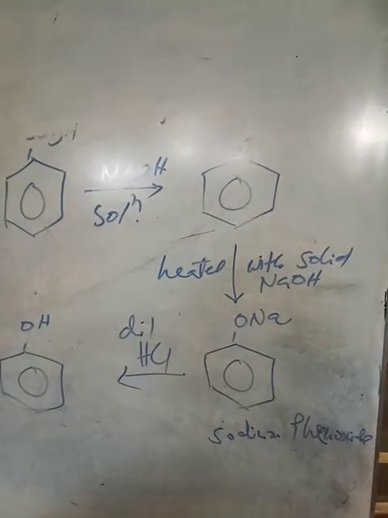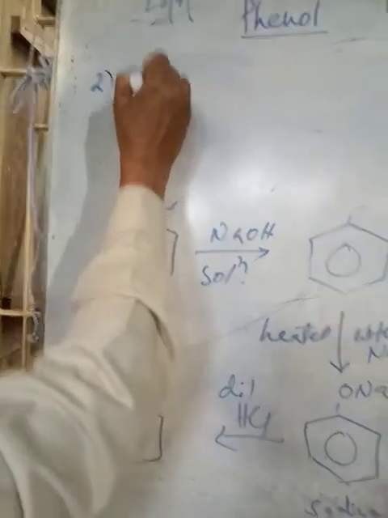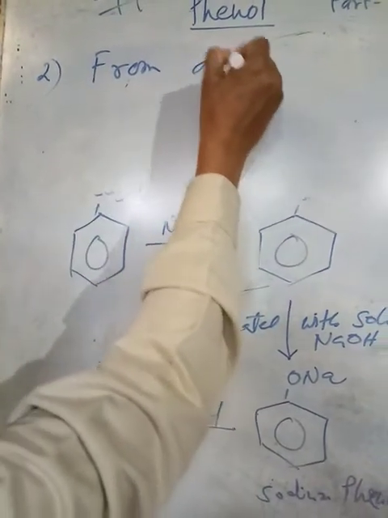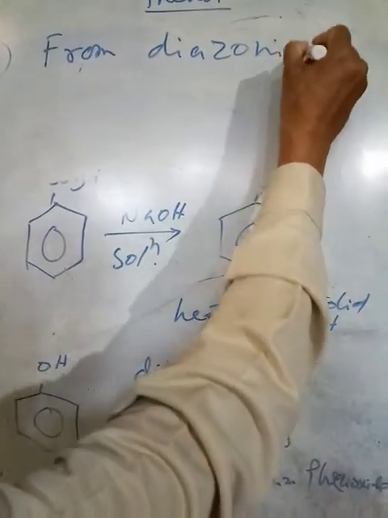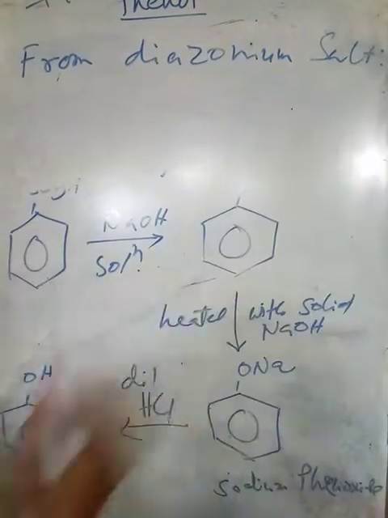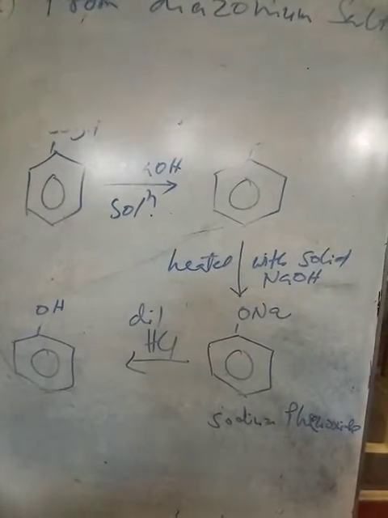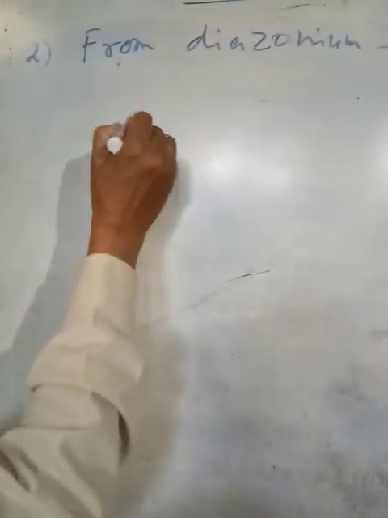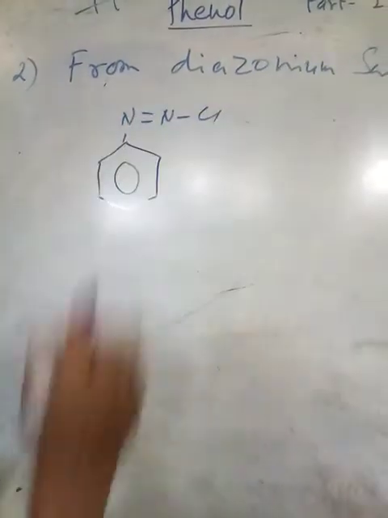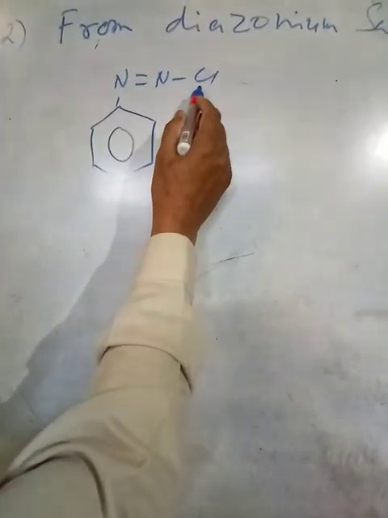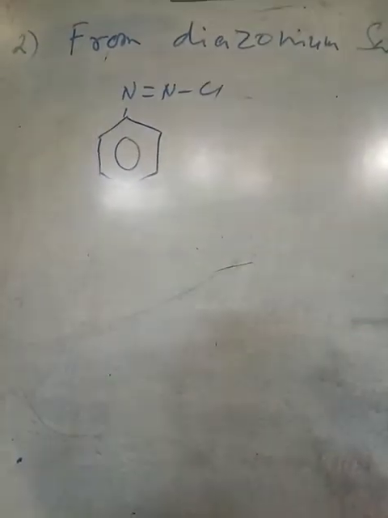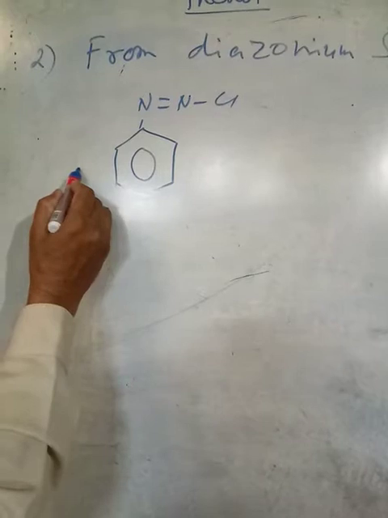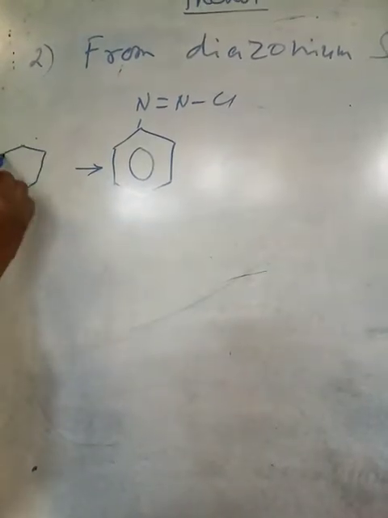Number two, from diazonium salt. This is diazonium salt, N double bond NCl, diazonium chloride, or if you take here HSO4, it will be diazonium hydrogen sulfate. It is not stable. It is prepared from aniline.